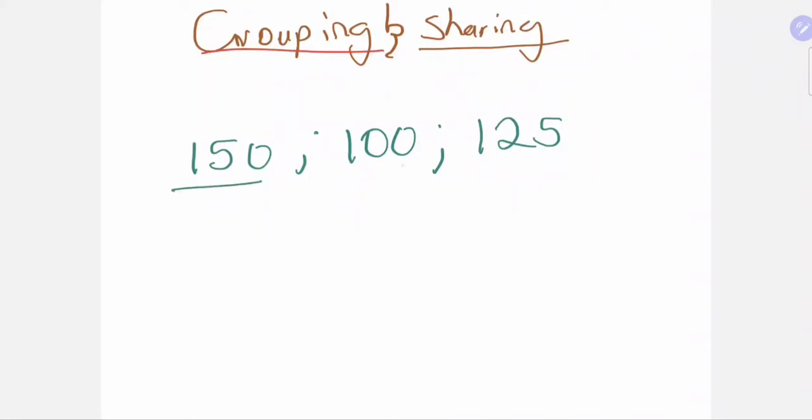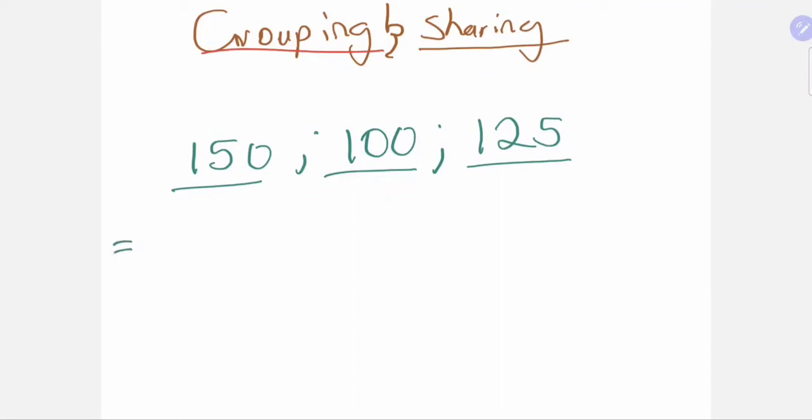So you have 150, you have 100, you have 125. Right? 3 groups. You need to share numbers amongst these 3 groups in order to make them equal. Now, if you have a keen eye, you would notice that by taking 25 from 150 and adding it onto 100, 150 would become 125, 100 would become 125, and we already have our third 125. That would make things a lot easier for us, right? Now let's work it out.